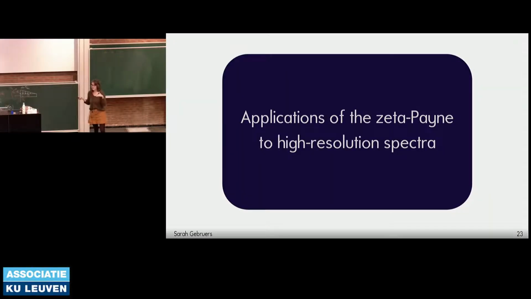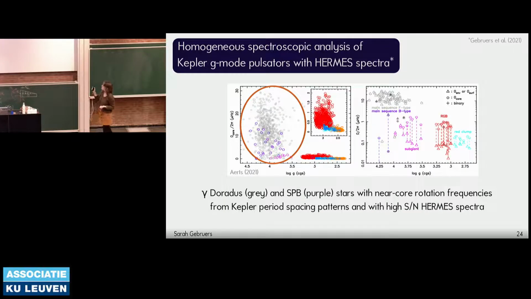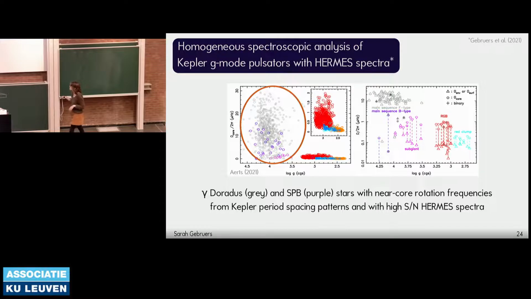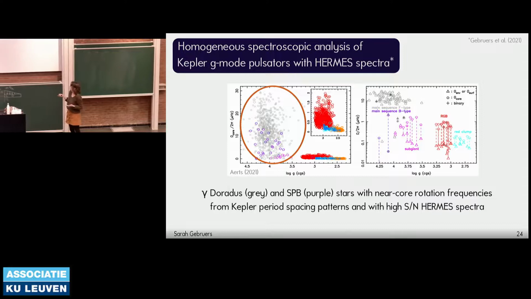So we applied this neural net already to some high resolution spectra, to 2 samples. The first one is a sample of Kepler pulsators, gravity mode pulsators, for which we have HERMES spectra. So going back to the figure I showed before, these are actually some of the stars that are present here, so from the main sequence stars. So we have Gamma Dor and SPB stars in here, and we only took the ones for which we have near-core rotation frequencies determined by asteroseismology. And we looked in the HERMES database, and we found for like 100-ish of them high signal-to-noise spectra. And so I've analyzed those with the ZETA-PAN.